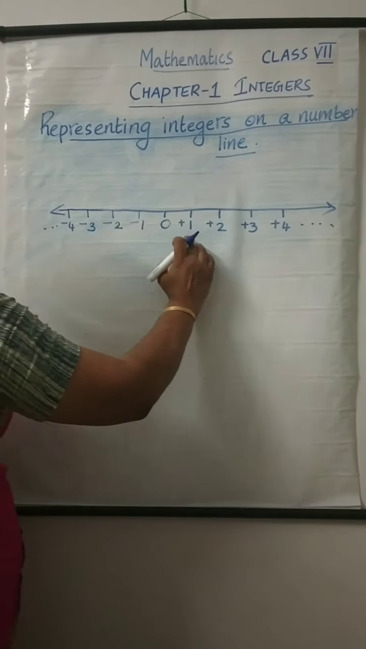Now, next question is question number 2. Positive 8 plus positive 6. Here the two integers are of the same sign and they are positive. Here also you have to add the numbers and put the common sign. The numbers are 8 and 6. So 8 plus 6 is 14. Then the common sign is positive.